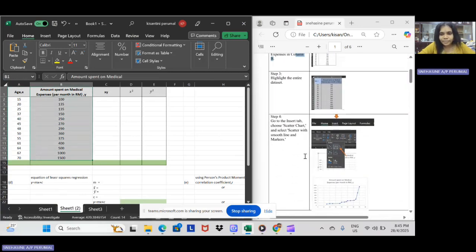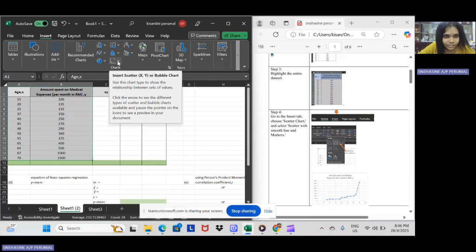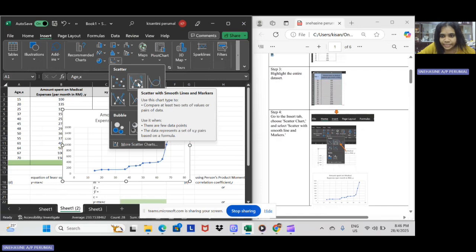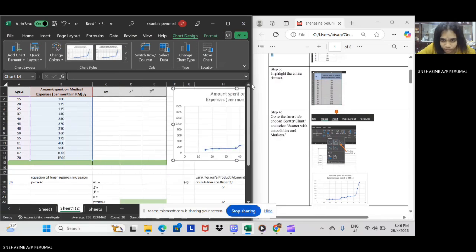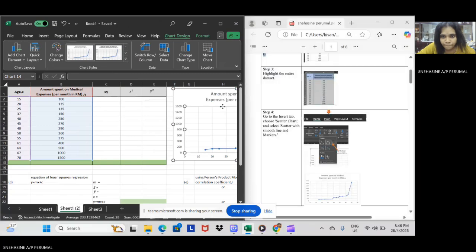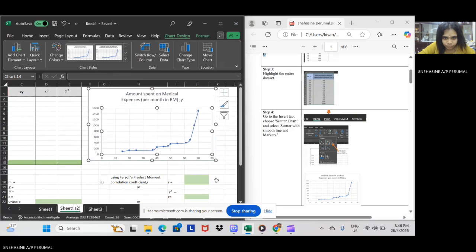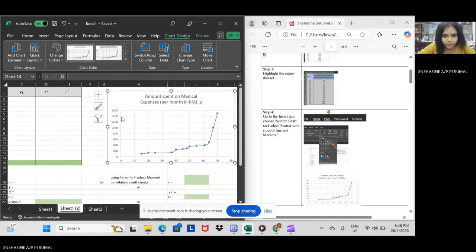Okay. The next step is highlight the entire data set, and then go to the insert and then choose the scatter charts and then pick scatter with a smooth line and marks. Okay, done.